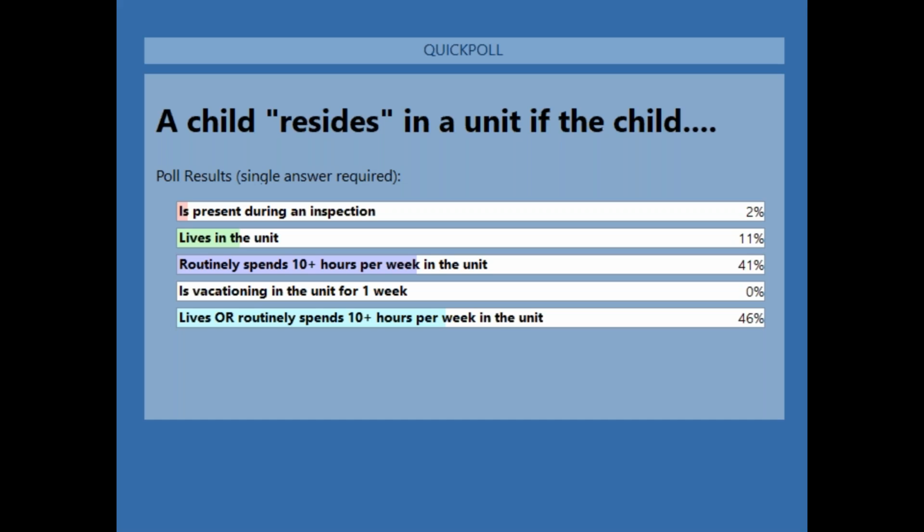Okay, so the answer we were looking for is lives in or routinely spends 10+ hours per week. But the really important thing is to understand about this 10+ hours per week requirement. So when you're talking to your tenants, we do recommend not just asking them, does a child live in the apartment, but ask them, does a child spend time in the apartment? In many cases, tenants may say no if you ask them if a child lives in the apartment, but if you ask them if a child spends time in the apartment, they may tell you yes, and then mention the child that they babysit or the child who regularly visits, etc.